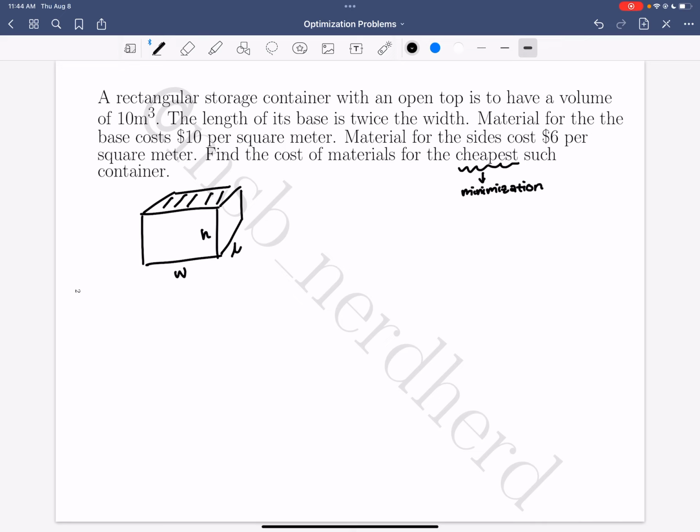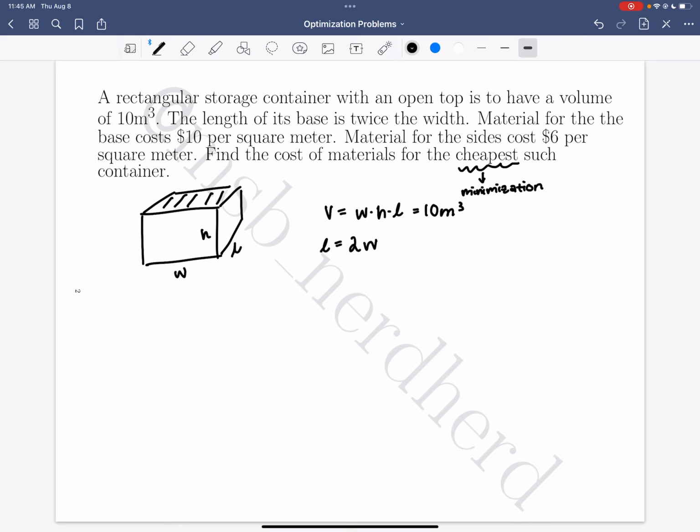Anyways, an open top. It's said to have a volume. So volume is equal to width times height times length, and it's going to be equal to 10 meters cubed. We have that the length of the base is twice its width. So they're giving us the cost for the material of the sides and the base, and we need to find the cost of the materials.